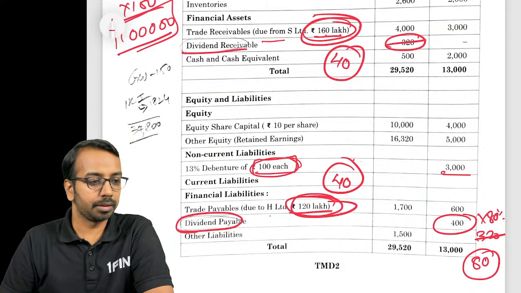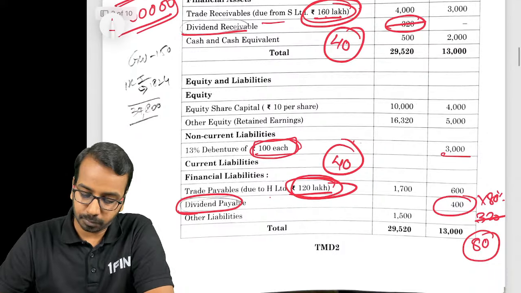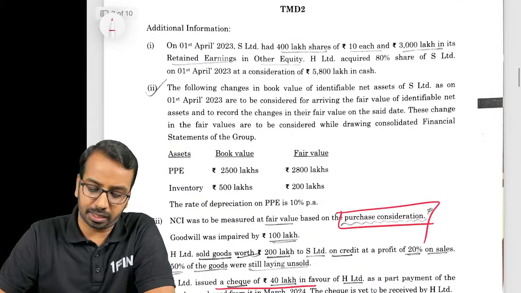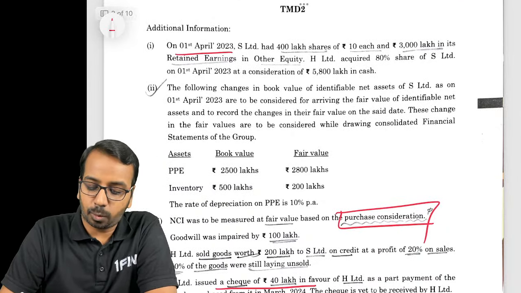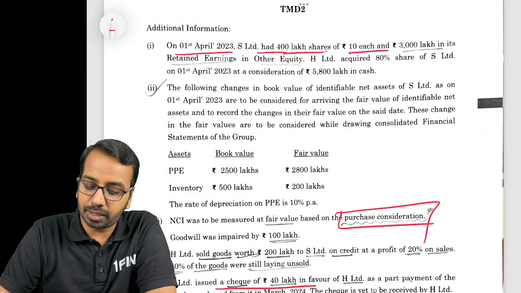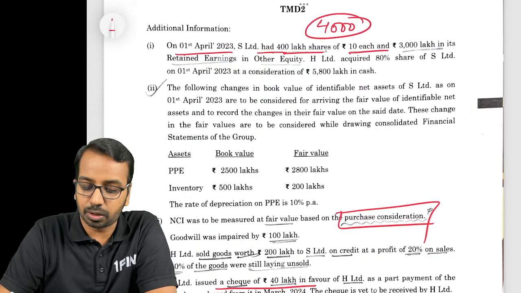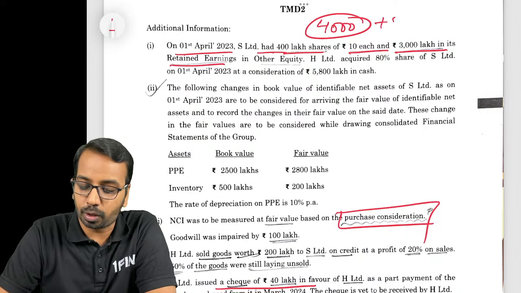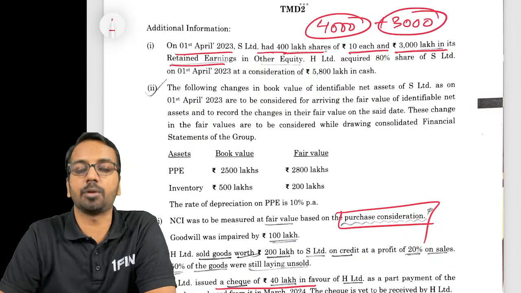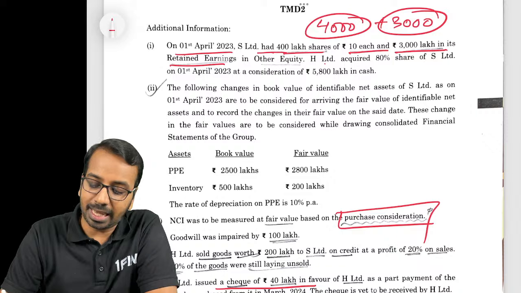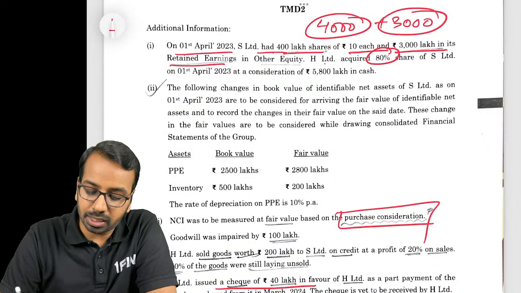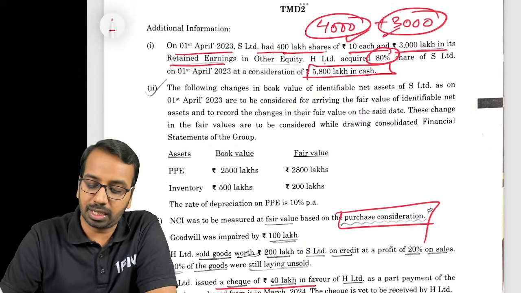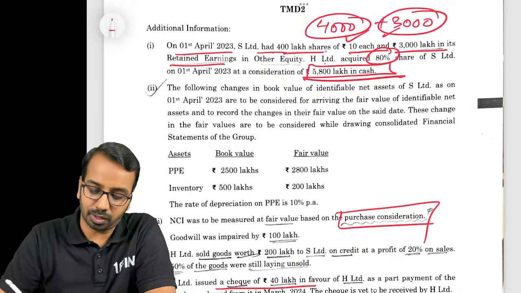Then you have other liabilities, all of these are there. Then equity share capital, standard thing. On 1st of April, when they acquired, S Limited had 400 shares of 10 each, so this is 4,000. This is on the date of acquisition. 3,000 lakh in retained earnings. So 4,000 plus 3,000, 7,000 is the total. They acquired 80% share with a consideration of 5,800 lakhs in cash. So basically you have the net asset numbers, and 5,800 is the consideration.